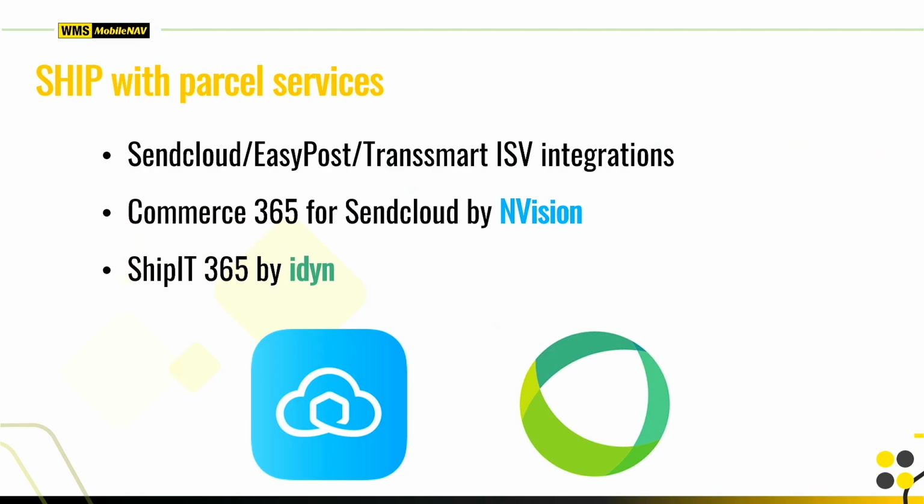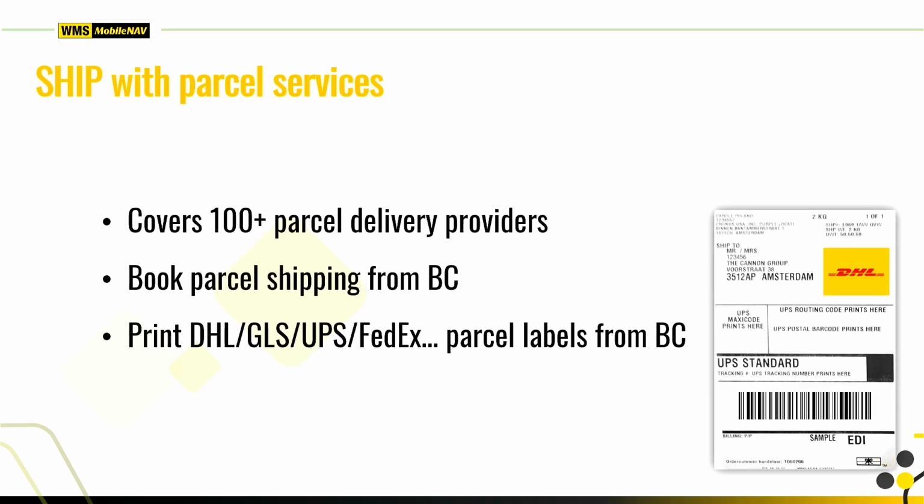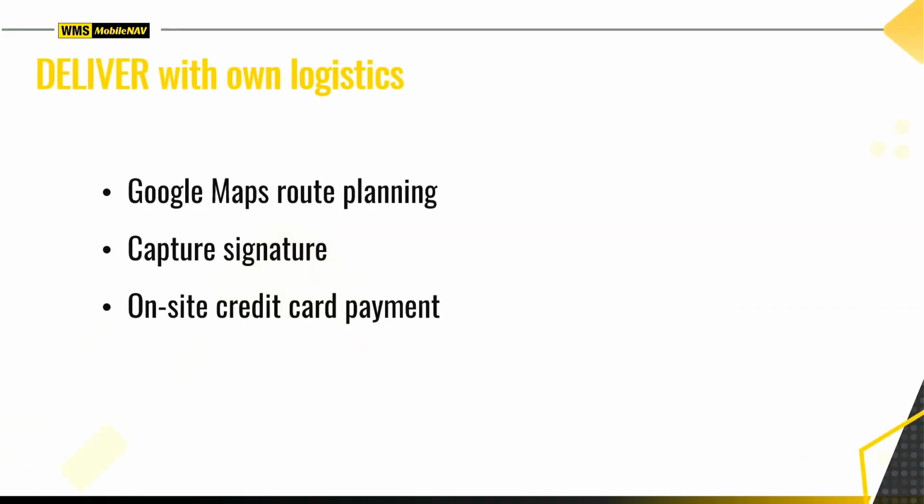So just to conclude what you've seen today and in the last step, we integrate with third-party parcel service providers, and via these providers you can reach hundreds of local delivery systems. You can do the parcel shipping directly from BC and print whatever documents and labels are necessary for the delivery process. And if you want to use your own logistics, we have a nice integration with Google Maps routing and credit card payments, and you can also capture the signature of the clients as well.